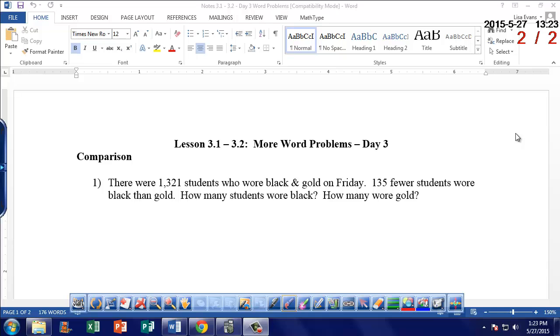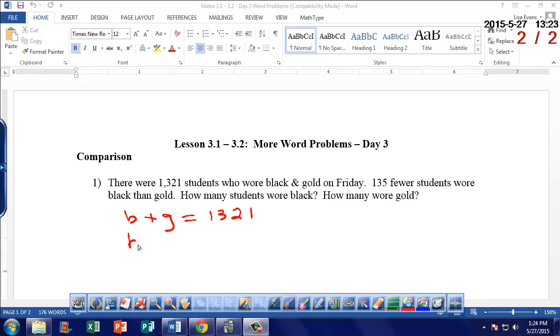So it says there were 1,321 students who wore black and gold on Friday. 135 fewer students wore black than gold. How many students wore black? How many students wore gold? Well, first of all, we know that the total of black and gold students was 1,321. Then we know that 135 fewer students wore black than gold.